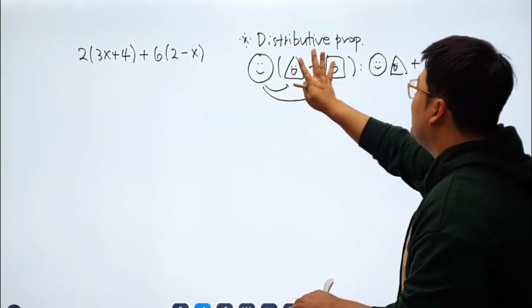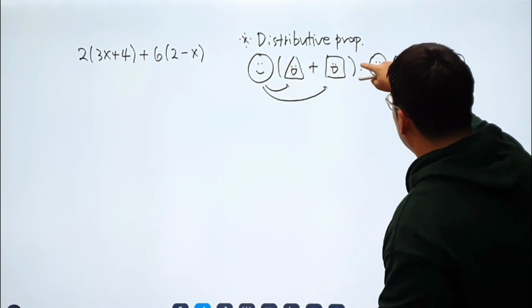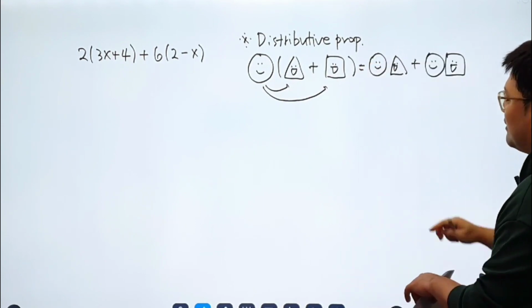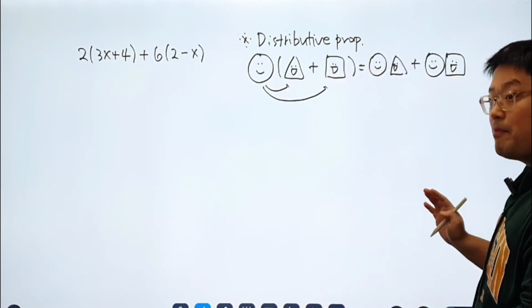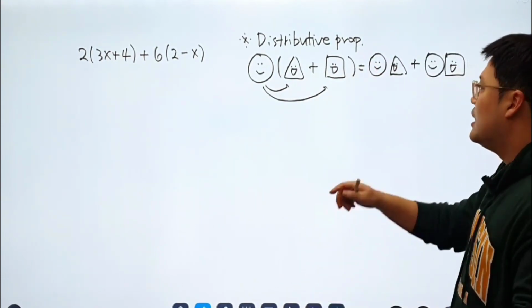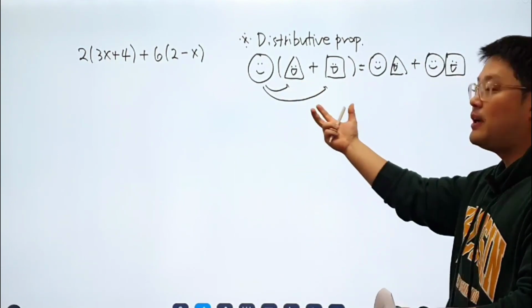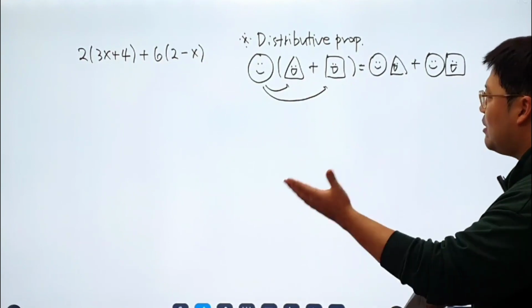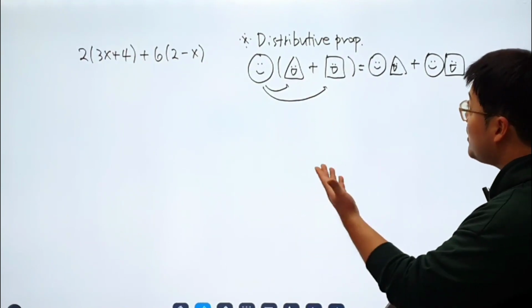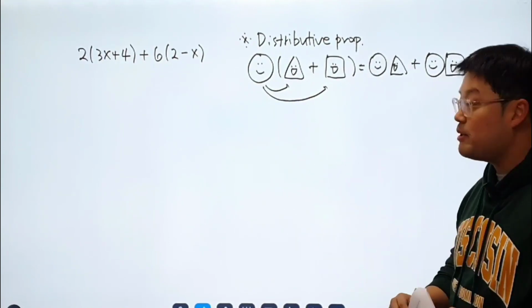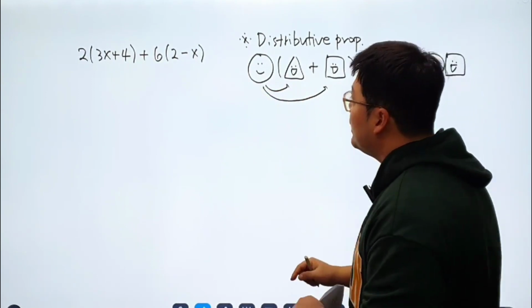Right, so from the left side to the right side, this is known as the distributive property, and some people call it expansion. But from the right side to the left side, some people call it factorization, okay? But again, we still use the same thing called the distributive property. Okay, so using the distributive property, let's go into the question right here.